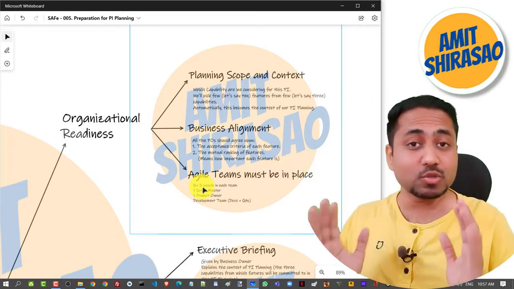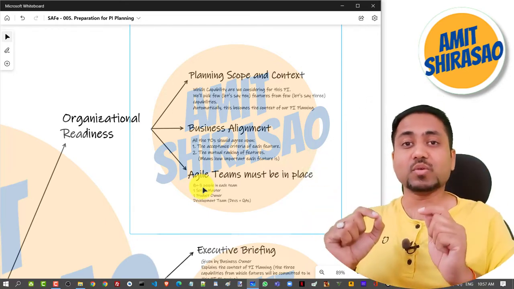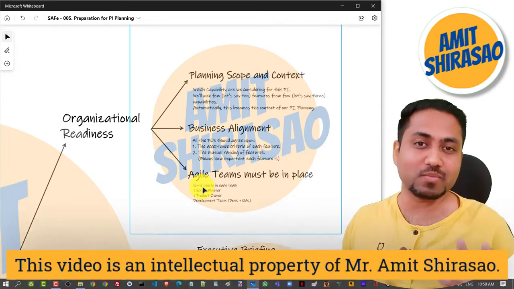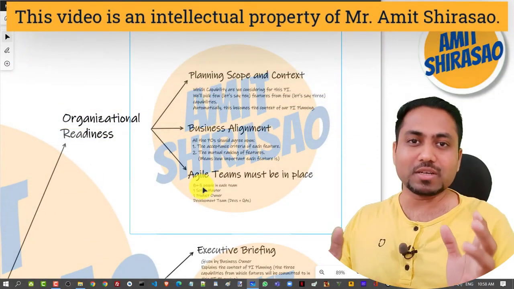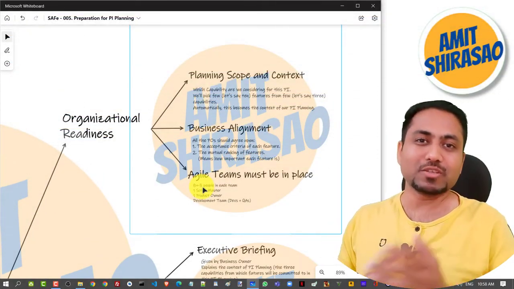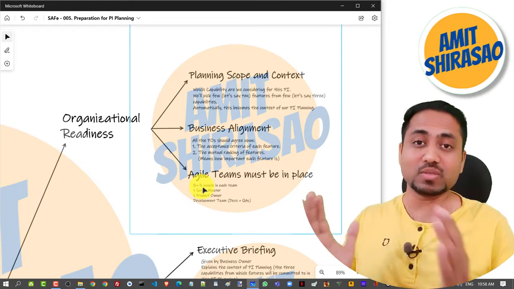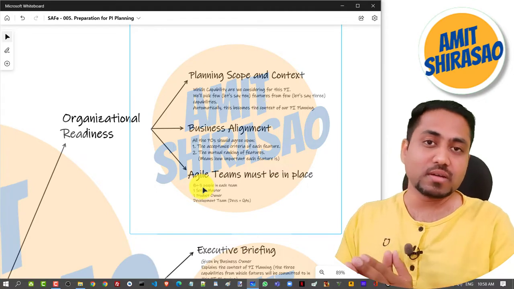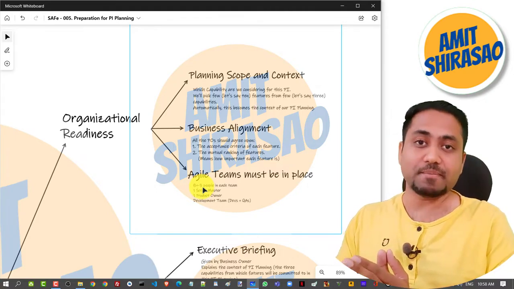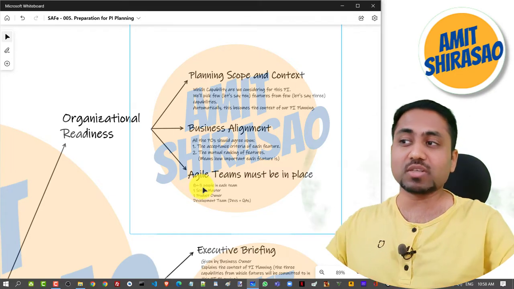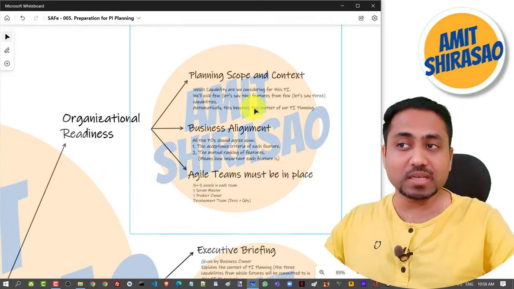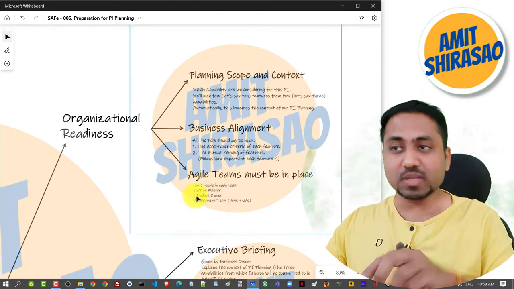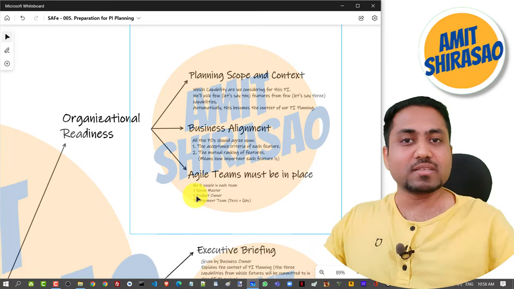Now the agile teams should be in place. Then and only then can you have those team breakout sessions, and then you can have draft plan review and final plan review. How will you do that if the teams are not divided yet? It's impossible to get into a planning meeting, right? So you have to break down the ART into various teams first, and then you can go for the PI planning meeting. Okay, so this is organizational readiness. Basically your scope and context, your business alignment, and your agile teams should be in place. This is called organizational readiness.